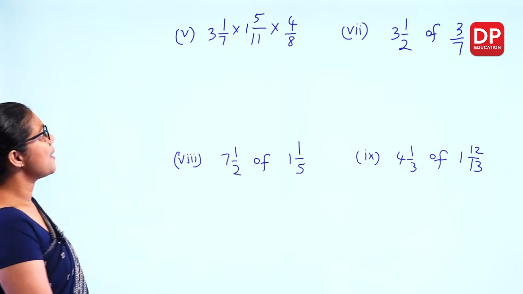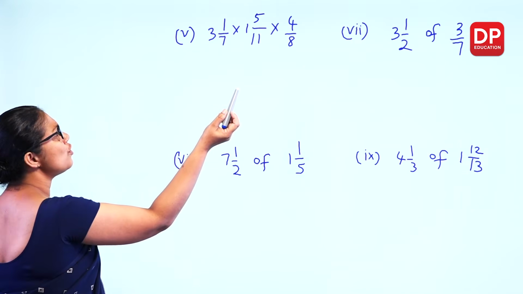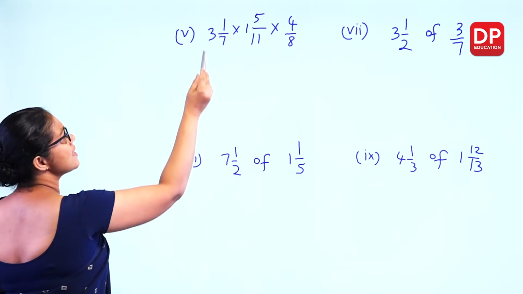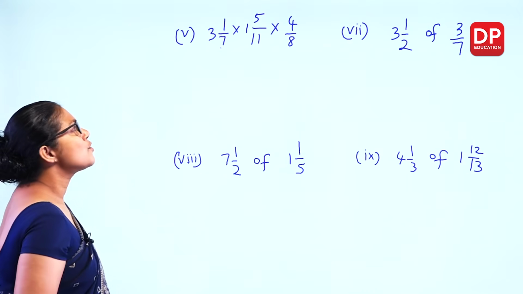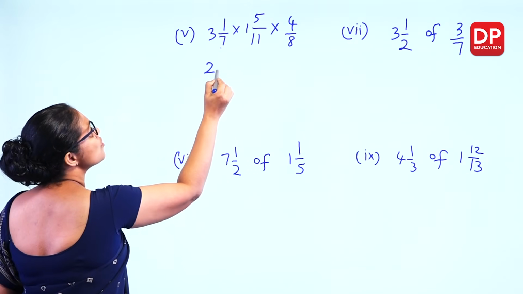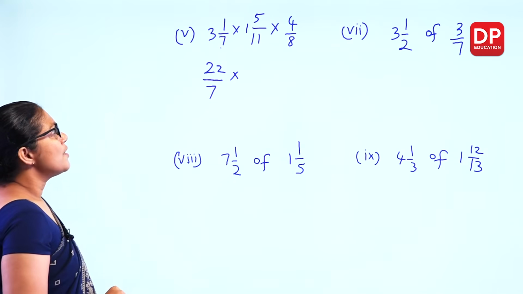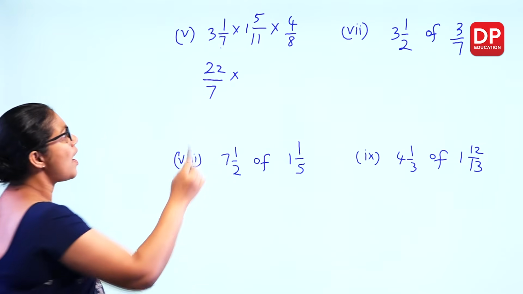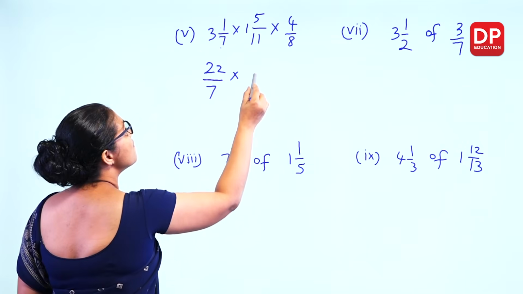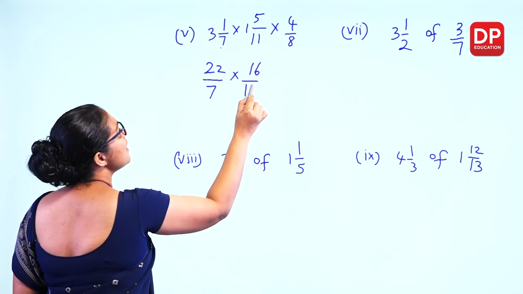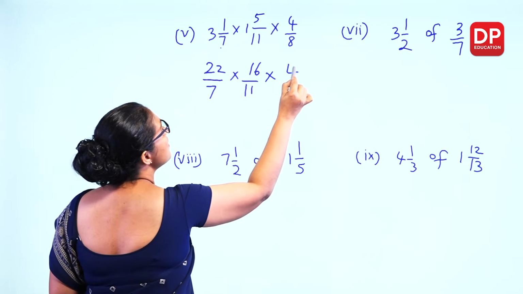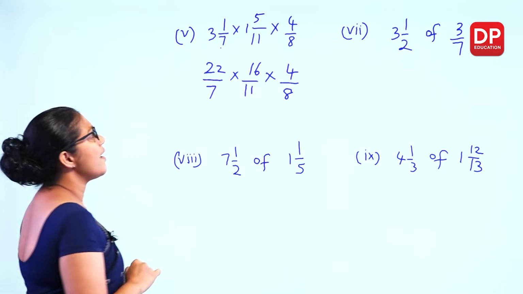So what's the first step? Convert to improper fraction. 7 times 3, 21. 21 plus 1, 22 over 7. How do you convert this one? 11 times 1 plus 5, 16 over 11. This one is a proper fraction. You can write it as it is.